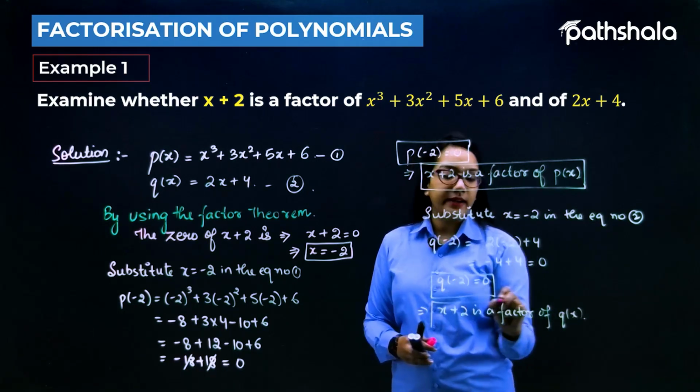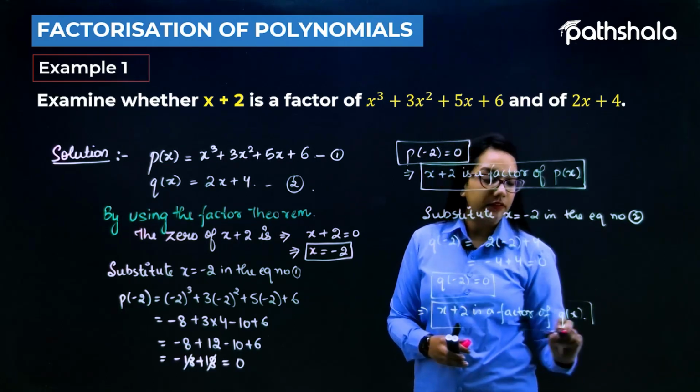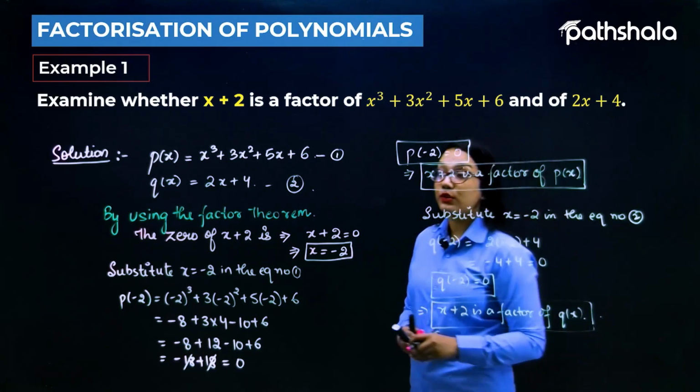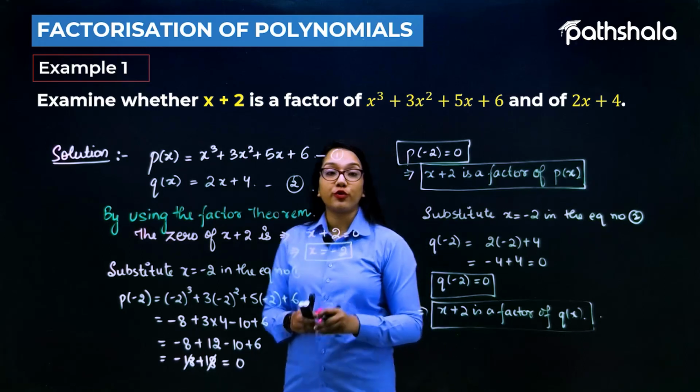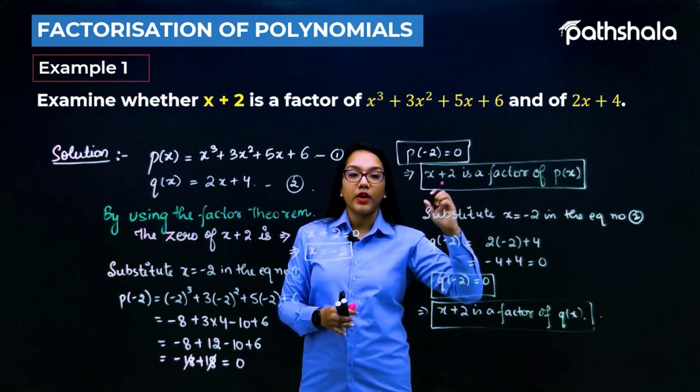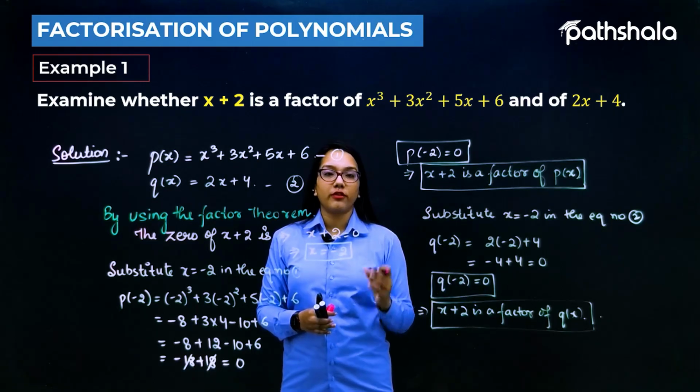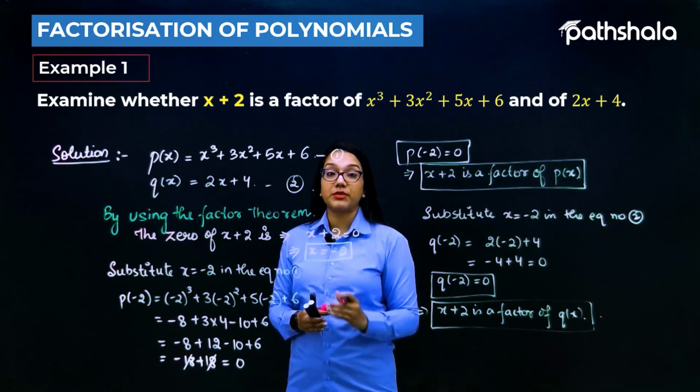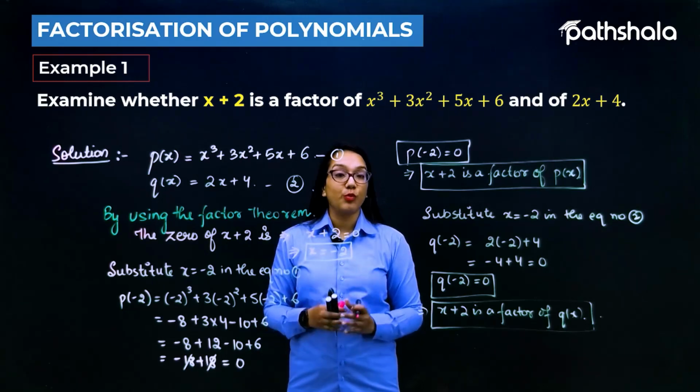So at the end, what have we deduced? We deduced with the help of the factor theorem that if we want to find out whether such a polynomial is a factor of this and this, we have to follow the two parts of the factor theorem. I hope all the steps are clear to you. So let's move on further.